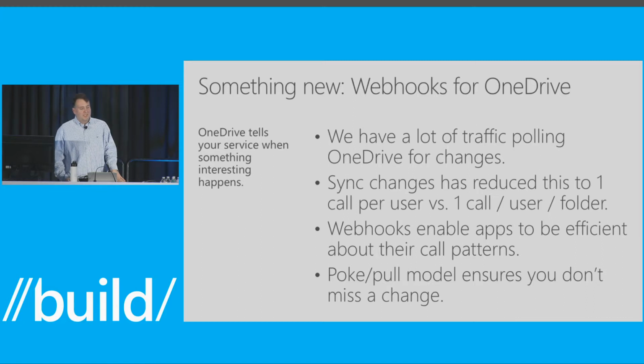So we said, well, that's great. We've reduced it from like 10,000 calls to 1,000 calls, but how do we go from 1,000 calls to a whole lot less than that? And so the way that we're going to solve the problem is by releasing a webhooks feature. If you're not familiar with webhooks, it's really a way that our service can ping your service anytime an interesting change occurs on the OneDrive side.